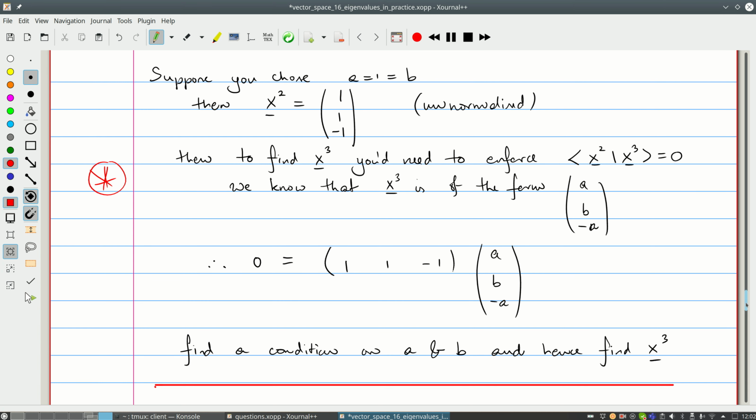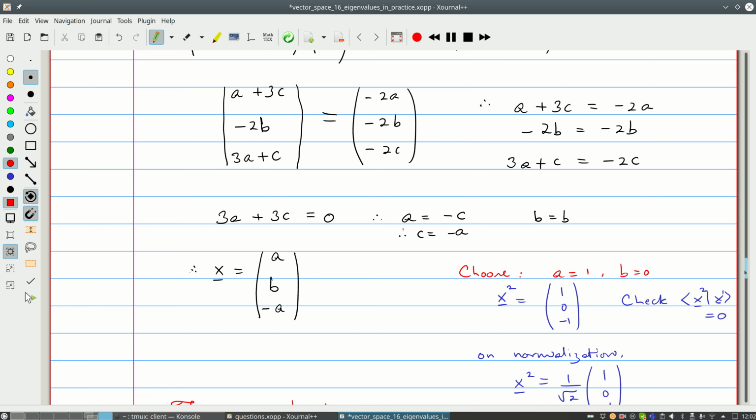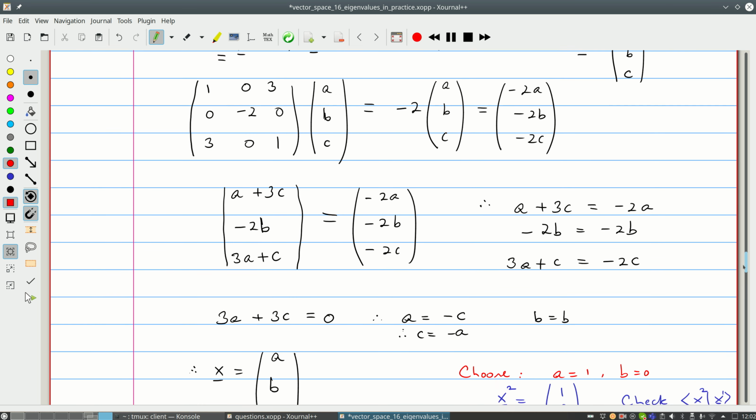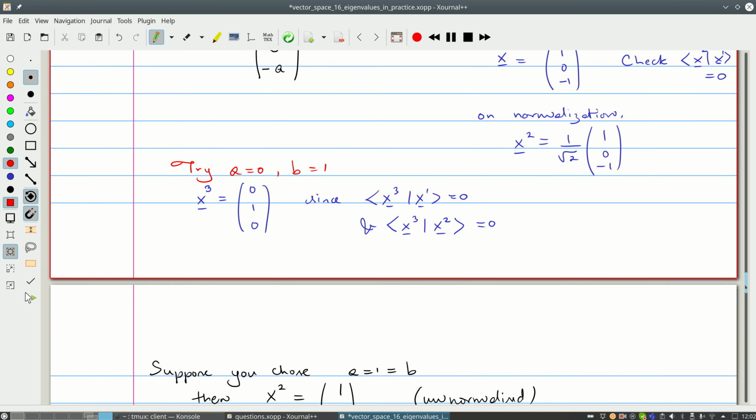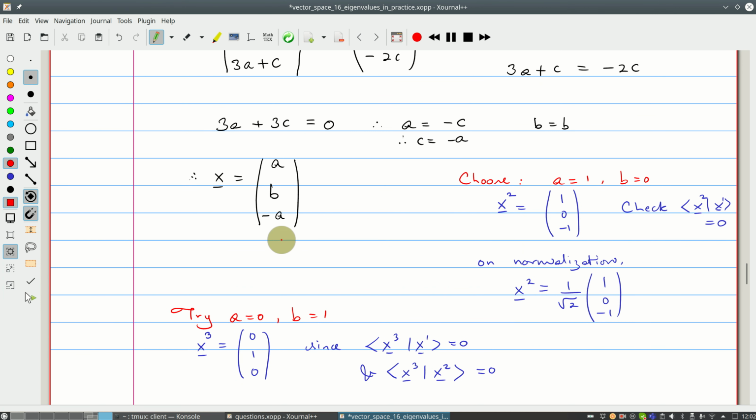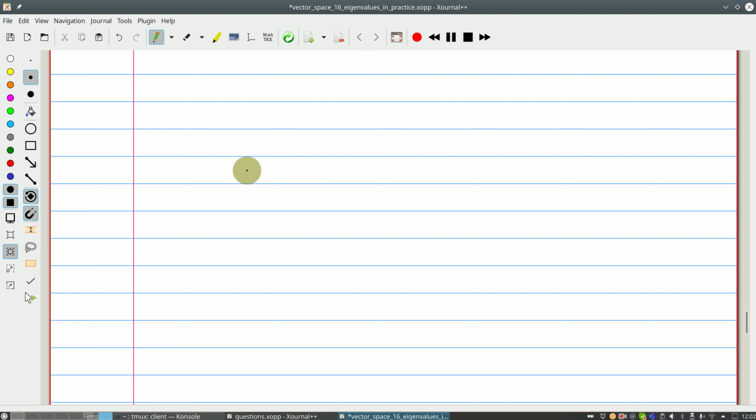But there's another way, which in fact one of your seniors found in an exam, which was pretty cool to see. There's an even quicker way of finding two orthogonal eigenvectors from here, and here's how it goes. We know that x is of the form a, b, minus a. Let's write it down. So this is another way to find two eigenvectors.